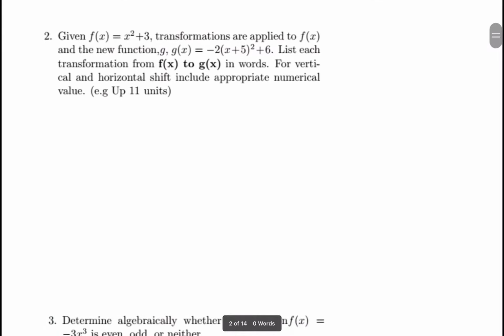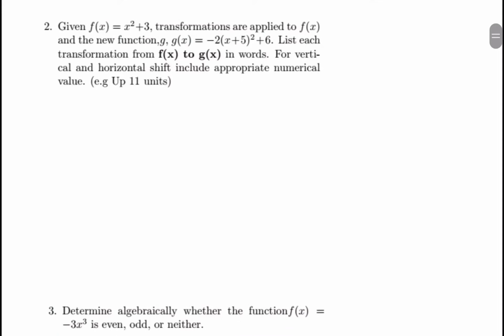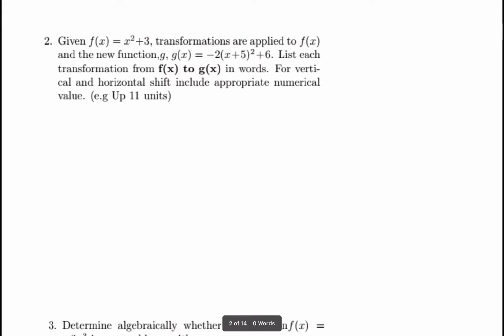So let's look at the second problem. Given f of x equals x squared plus 3, transformations are applied to f of x, and the new function g of x is negative 2 times the square of negative 2 times the quantity x plus 5, plus 6. List each transformation from f to g in words. For vertical or horizontal shifts, include the appropriate numerical value.